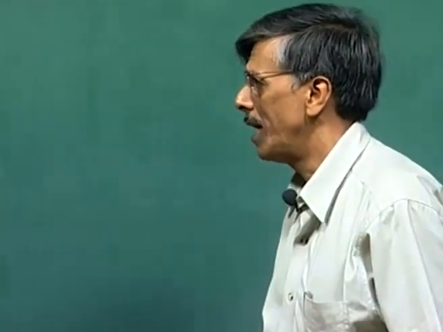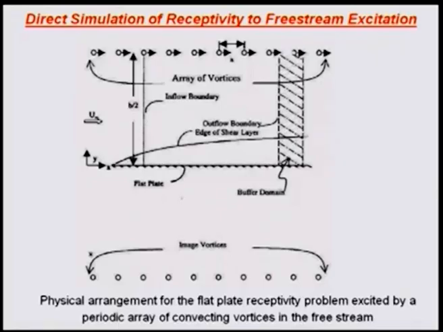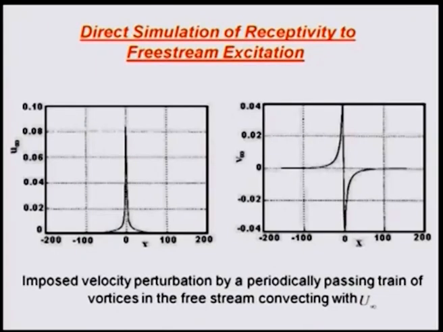Okay, so let's get back to our discussion on direct simulation of the receptivity problem to free stream excitation. This was the conceptual model that we are looking at. A boundary layer developing over a flat plate is being excited by a train of vortices moving at a constant height with constant speed, and the strength being the same. Since it's a train of vortices in front of a solid wall, we need the image system. That's what we said. We went and did all kinds of things. We looked at what kind of excitation this creates.